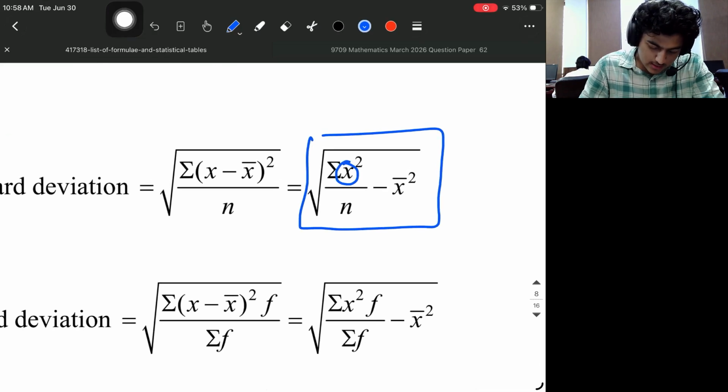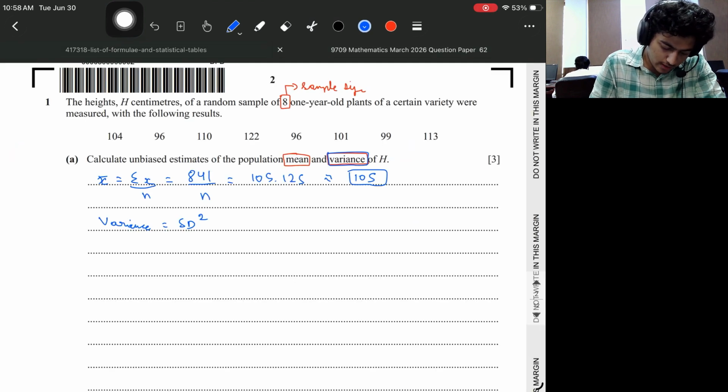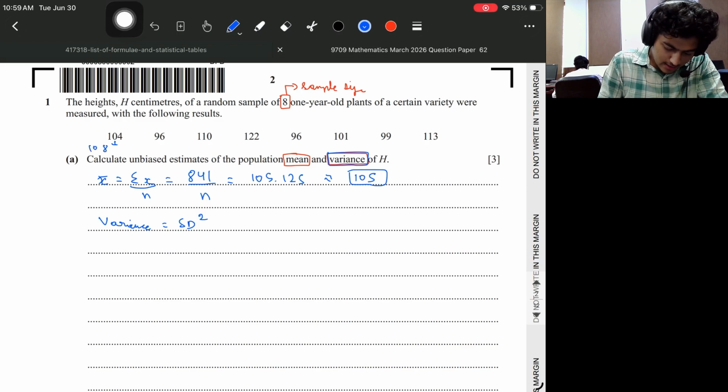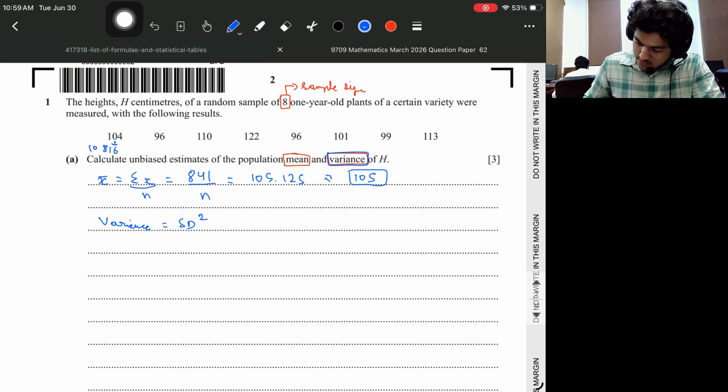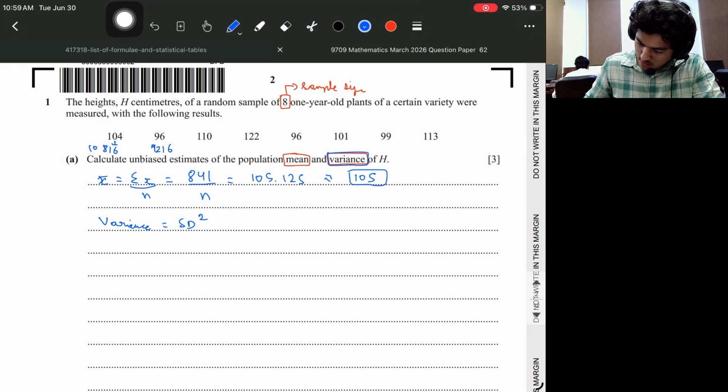This just means that all of the individual values that we are trying to find out, 104, 96, we are just squaring them. All right. So the square of 104 would be, just whip up the calculator again. So 104 squared would be 10,816. 96 squared would be 9,216. 110 squared would be 12,100.